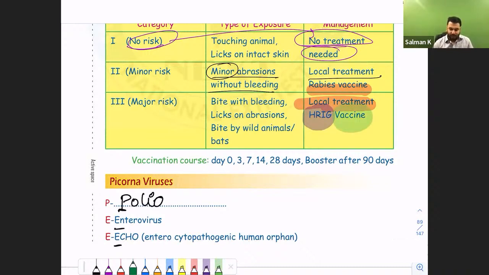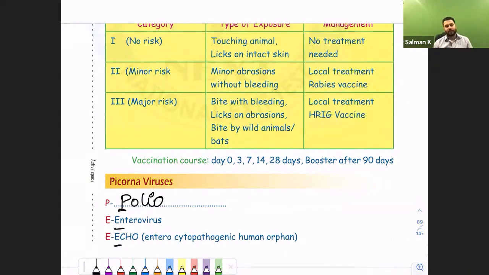So what is added here? Ready-made antibodies called as HRIG. Okay, ready-made antibodies by the name of HRIG, human rabies immunoglobulin. Okay, that's it.